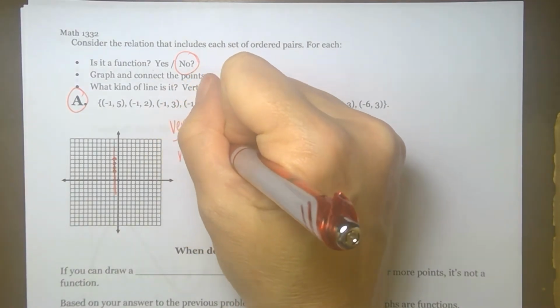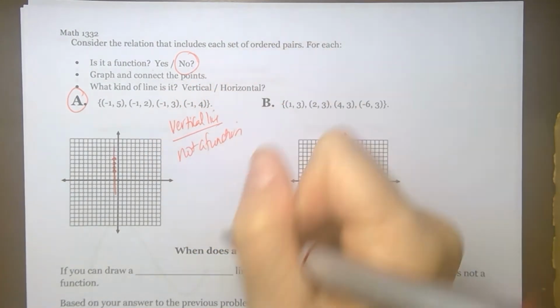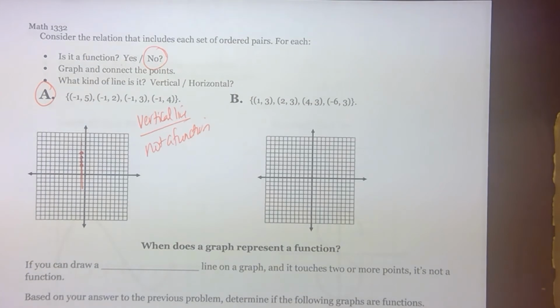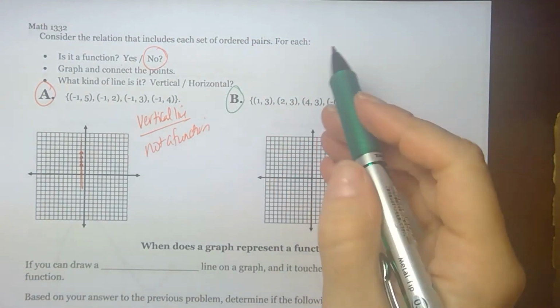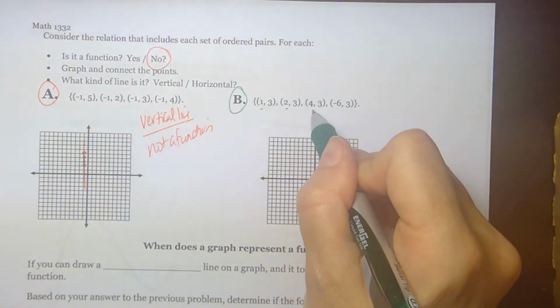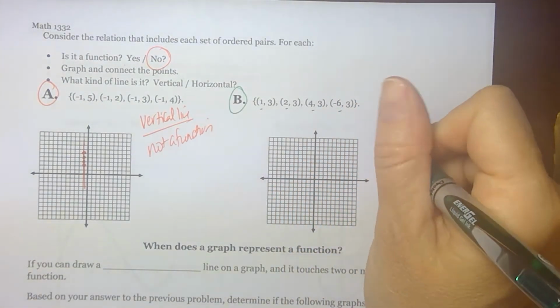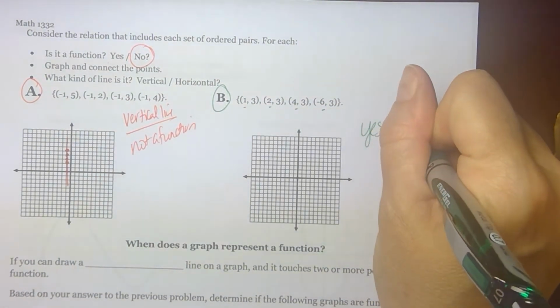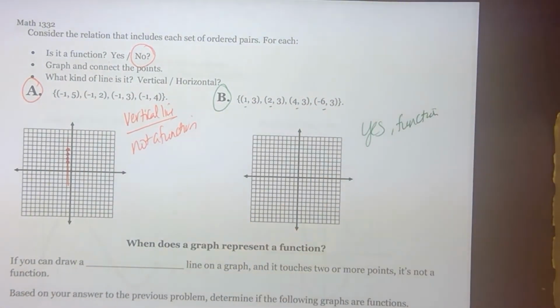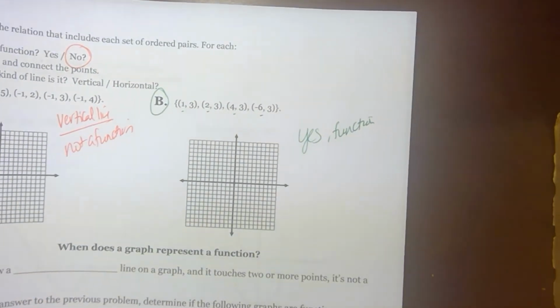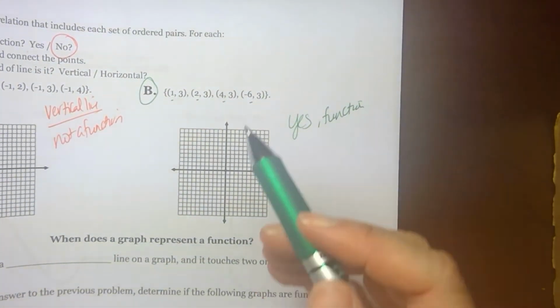It is not a function. It is the vertical line test, isn't it? They're all on one vertical line. Okay, what about B? For B, when I look through all the x coordinates, they're all different. So that looks like, yes, that is a function. B is a function. What kind of line is it if I connect the points?